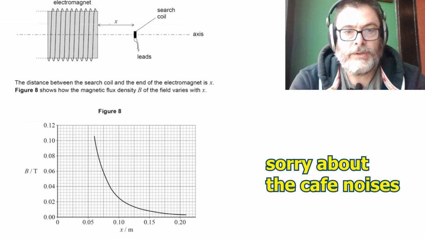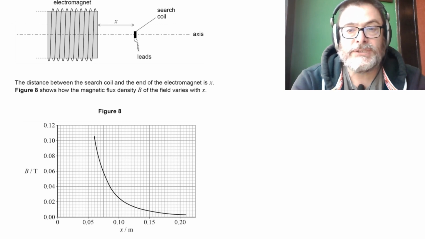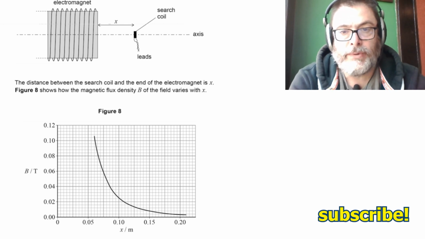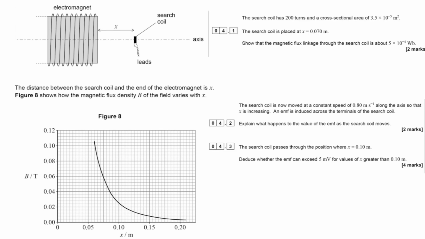In this question we're going to look at the values of magnetic field for a search coil as it moves along the x-axis placed next to an electromagnet. You can see the graph there following some kind of 1 over r squared, which is kind of what you'd expect. Part 4.1 is actually pretty straightforward. You're just asked to find the value of the flux linkage at a particular distance.